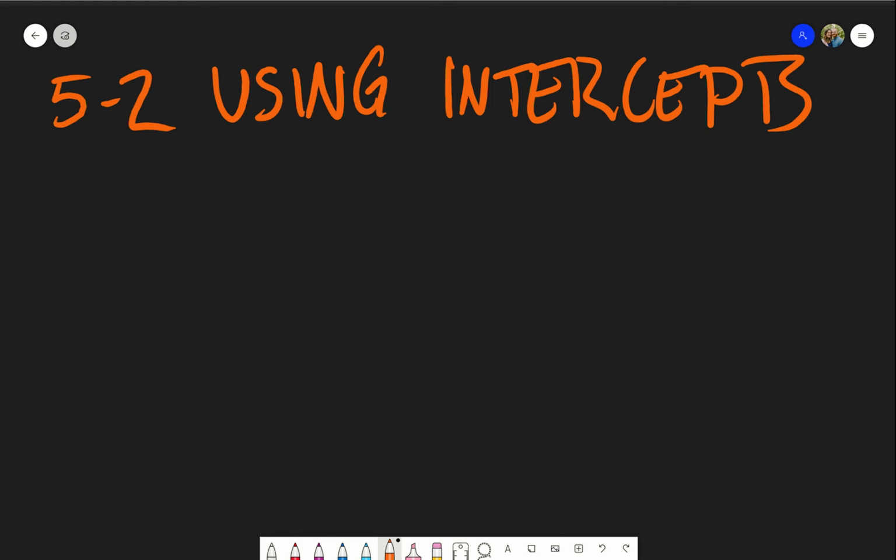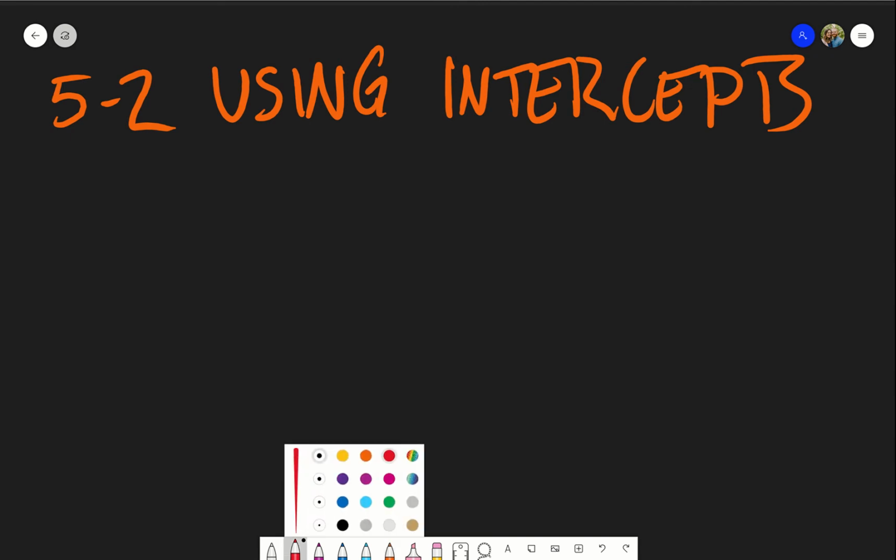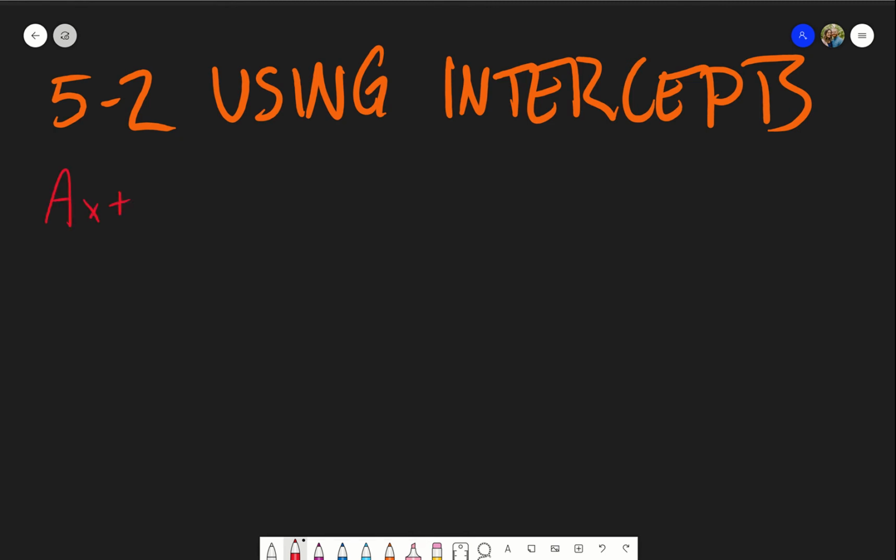Today we are talking about using intercepts to graph lines. We're going back to the standard form equation we talked about yesterday, which was ax plus by equals c. We're going to learn how to find those intercepts, and then how to use the intercepts we find to graph lines.